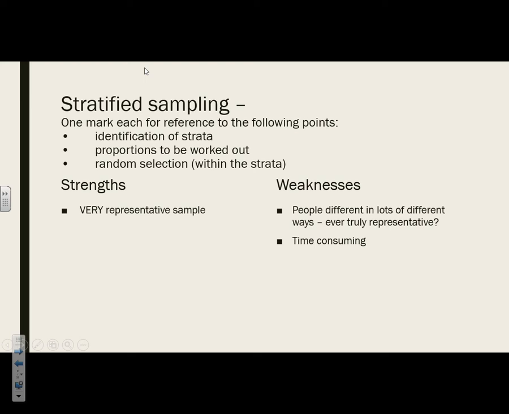Okay. Strengths: it is guaranteed to be representative, which is excellent. It has high population validity, so therefore you can apply the results confidently. Problems: people are different in lots of different ways. So is it gender, age, IQ, are they the only things? There are thousands of different ways that people are different, so is it ever truly representative? And of course a problem is that it's time consuming as well. So funding could be better spent elsewhere to ensure the reliability and validity of the study.